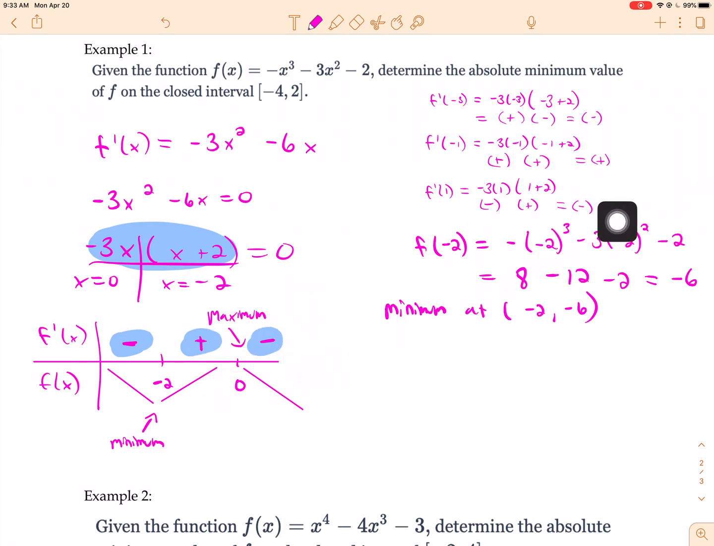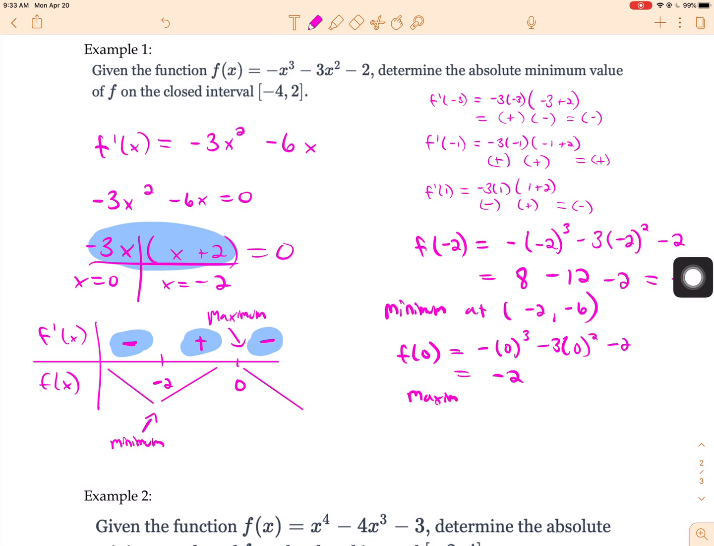Now let's find out this maximum here. So let's find f of 0. So when you plug 0 in, we get -0 cubed minus 3 times 0 squared minus 2, which is very easy because that's 0 minus 2, it's -2. So there's a maximum at 0, -2.